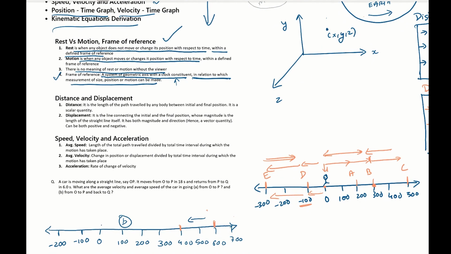Now, let's move on to understanding how we measure that a motion has taken place, or how much motion has taken place. Let's quickly define the concepts of distance and displacement.